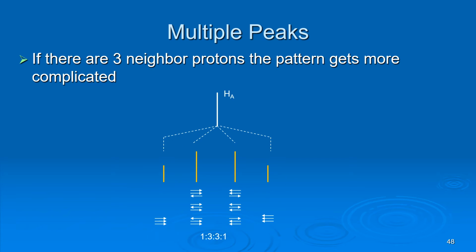And if there's three neighbors, the pattern gets even more complicated. You could have all three with, all three against. You could have two with and one against, and there's three possibilities of that. Two against, one with, and again, there's three possibilities of that. So you end up with a quartet, and you can see that it's a 1 to 3 to 3 to 1. Again, the original peak would have been here, so you read that on the delta scale. And of course, you can build all of these to get the 5, 6, 7, etc.